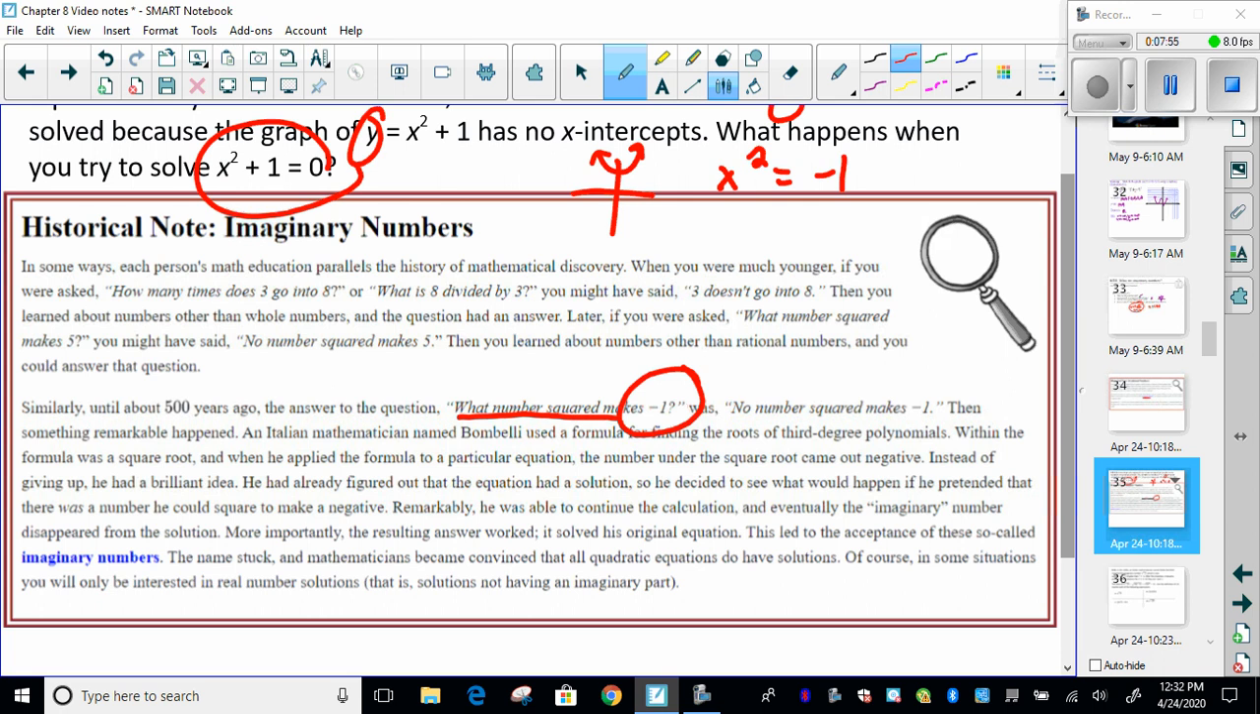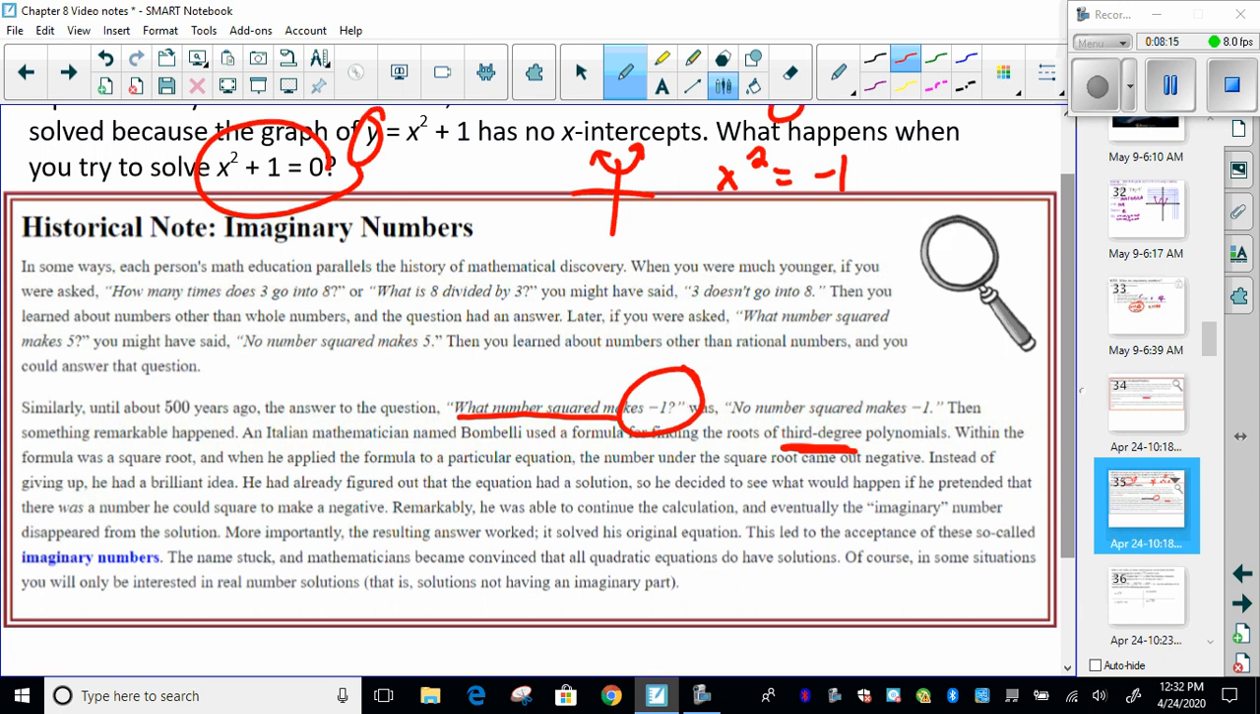So what ended up happening is Bombelli, he's this gentleman from 500 years ago, used a formula to find the roots of a third-degree polynomial. So we know how to find the roots of a quadratic. We can do the quadratic formula. We can factor it if it's factorable. But we don't have any kind of formula like that for a third-degree polynomial.